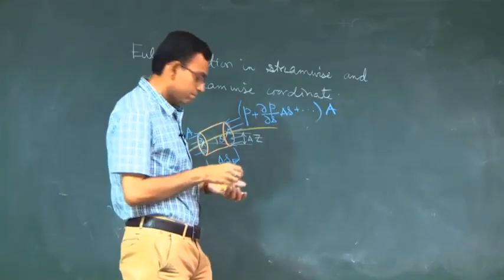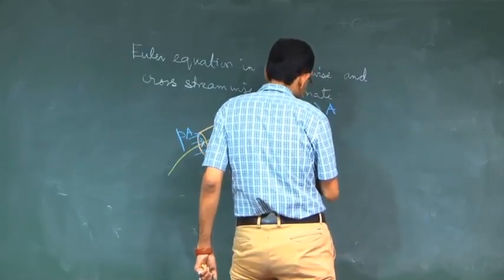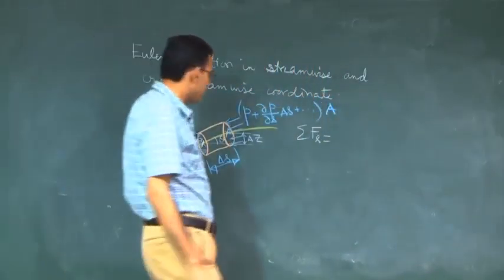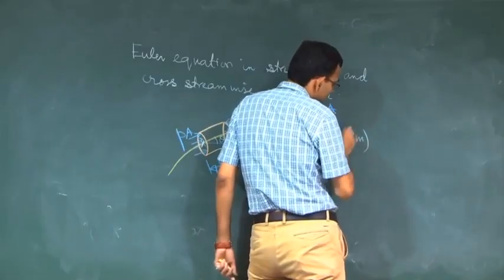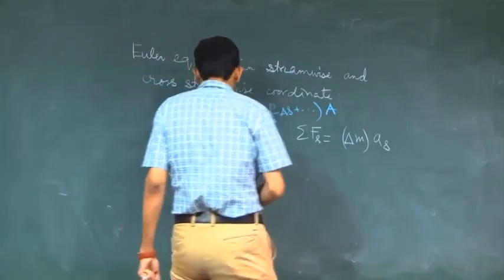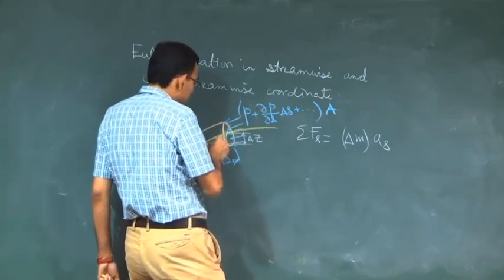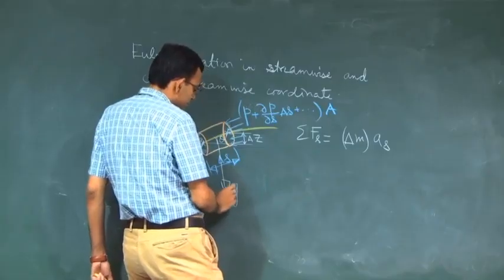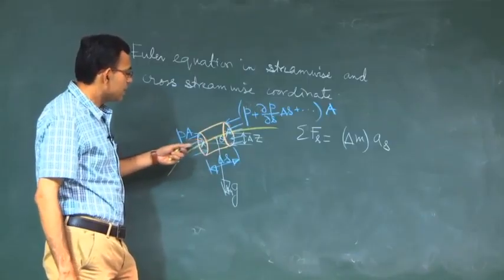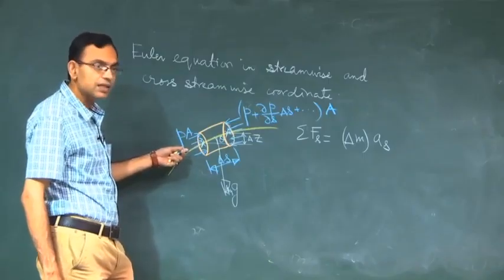So, we can write the resultant force along S is equal to the mass of the fluid element times the acceleration along S. So, the resultant force along S, one is these 2 forces, plus there is a gravity force delta m into g, and a component of that along the negative s direction will be minus delta m g sin theta.